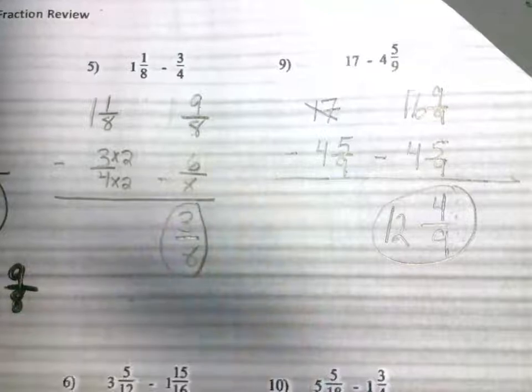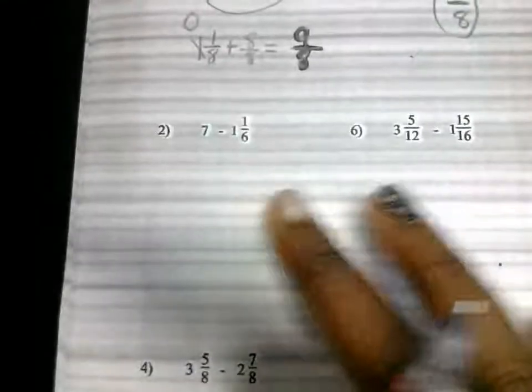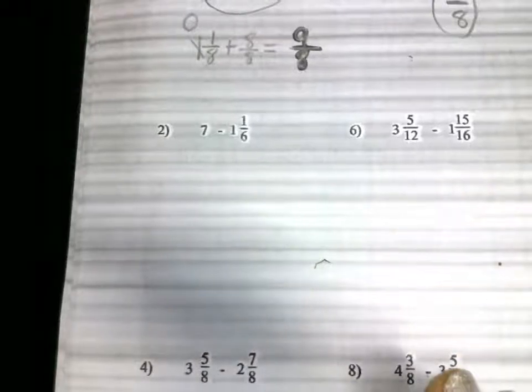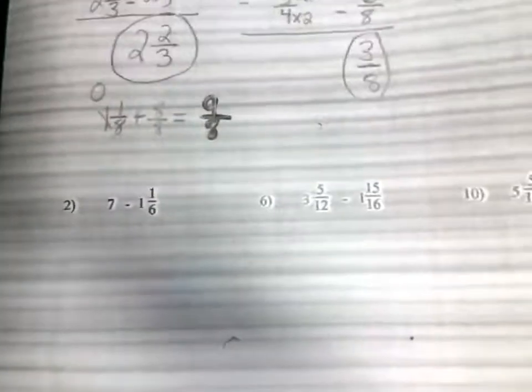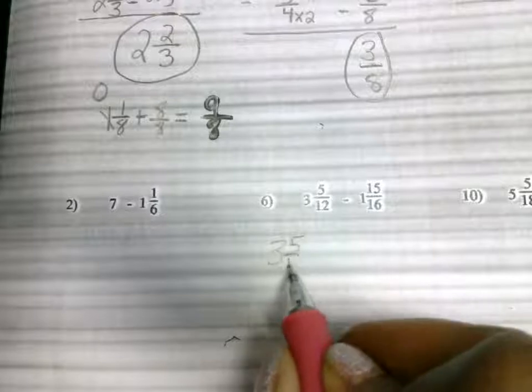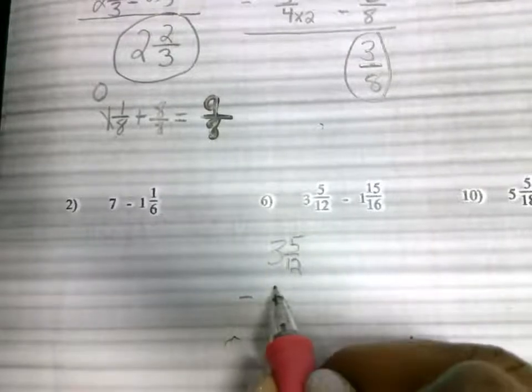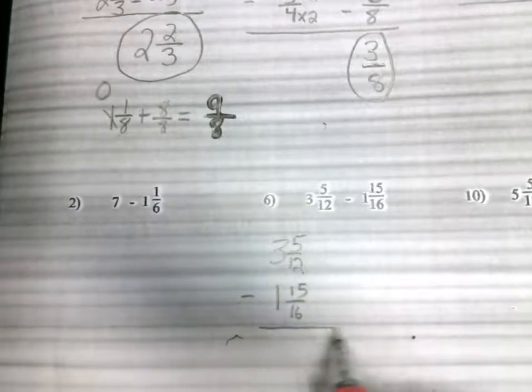Okay. All right. So now, please make sure that you do the others on your own. You're going to find a common denominator. This one looks a little different, so I'll do this one, okay? We have 3 and 5 over 12, minus 1 and 15 over 16, okay?